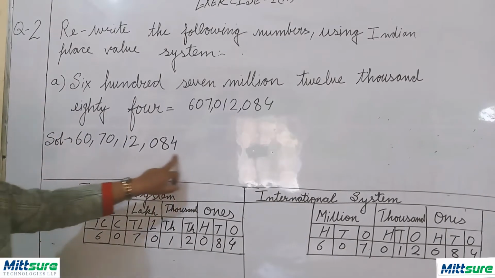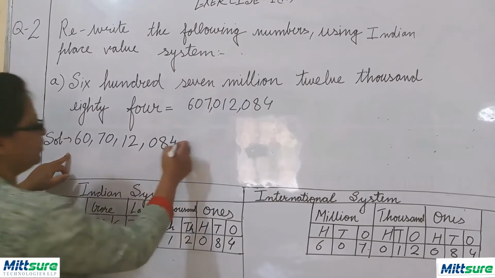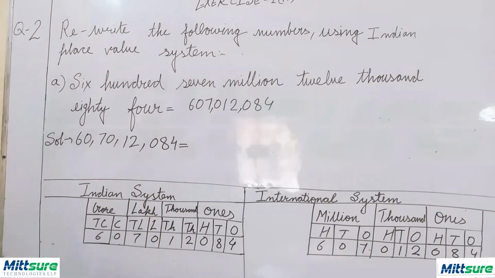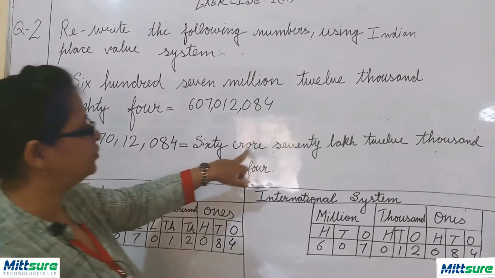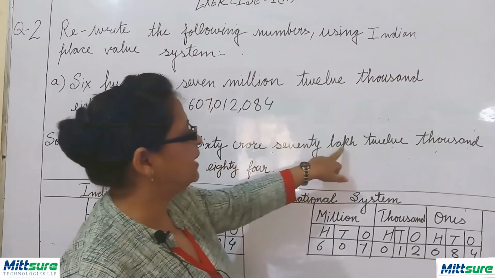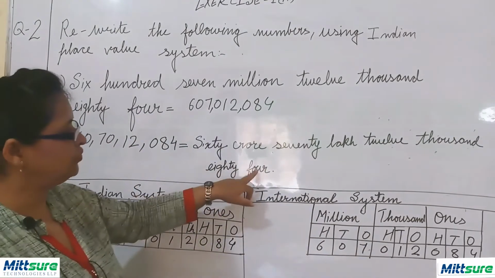Now I have to write this number. This is in the Indian system, but we have to write it in number name. That will be: the number will be 60 crore, 70 lakh, 12,084.